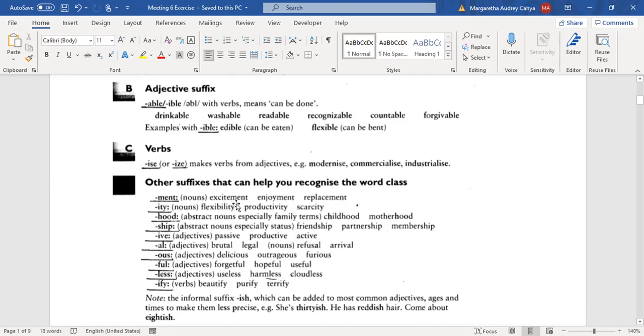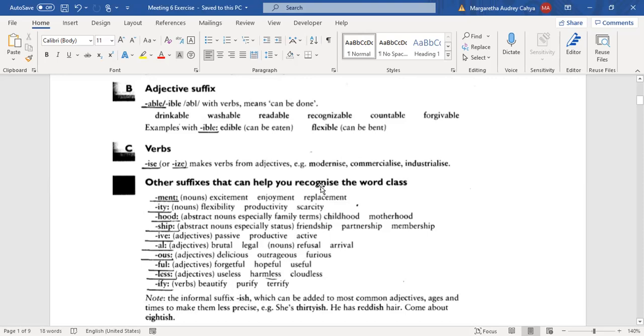Excite is the original word. Excitement becomes a noun. Enjoy, enjoyment. Okay. If you remember, enjoy can also be enjoyable. Replacement is a noun. It can also be replaceable.